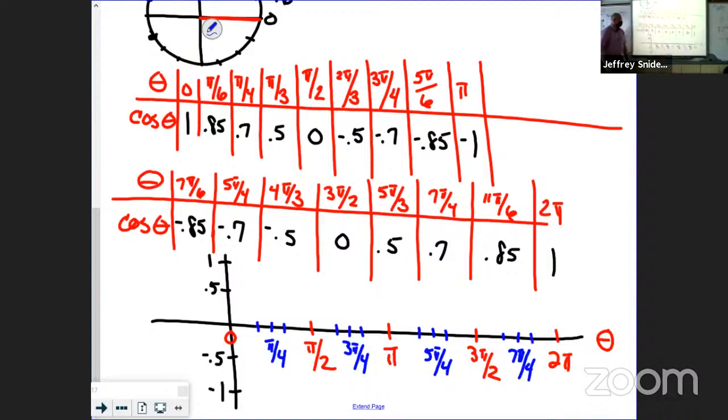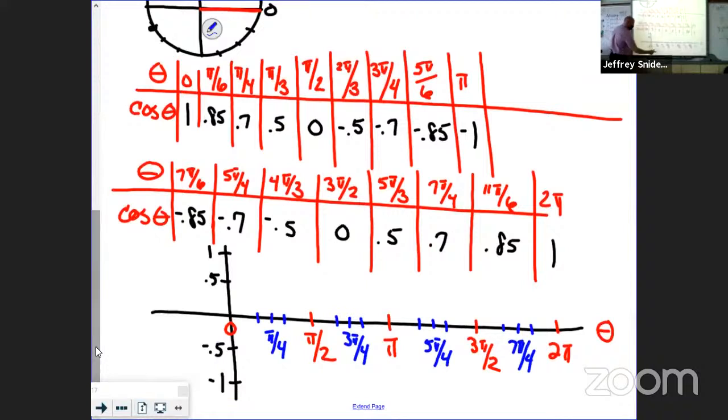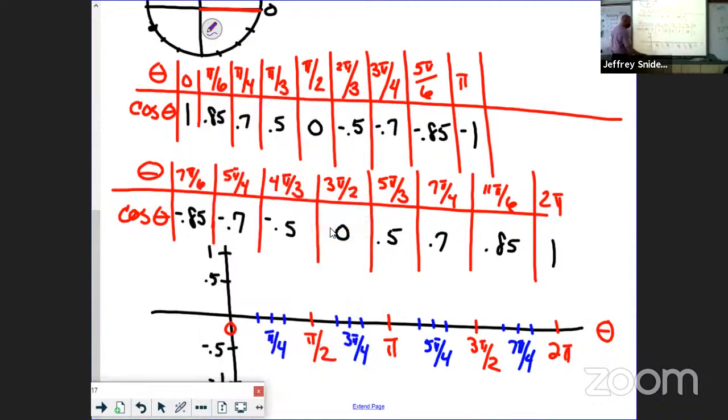Great, there we go. Let's start doing this. Here we go. My graph is going to start at what? Where's my first point going to go? 0, 1. Boom. There it is. Pi over 6, I'm at 0.85. So it's right about here maybe. It's an estimate. At pi over 4, it's at 0.7. So maybe right about there. At pi over 3, it's at 0.5.